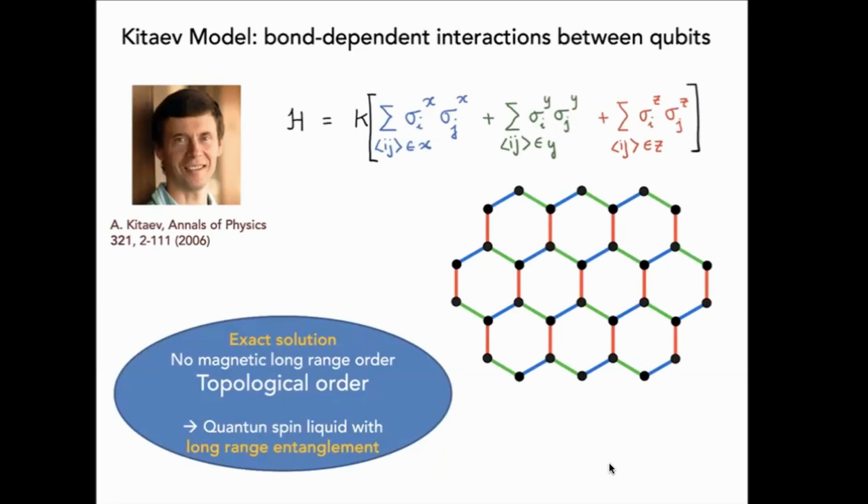Now, beautifully, Kitaev showed by an exact solution that this model has no long-range magnetic order. Instead, it has topological order, which is characterized by long-range entanglement and fractionalized excitations. So that's very important. We have a model that we really understand well, and now we can go away from the exact solution limit.